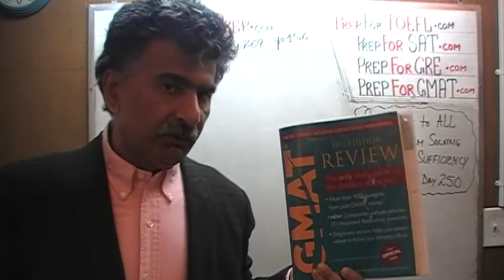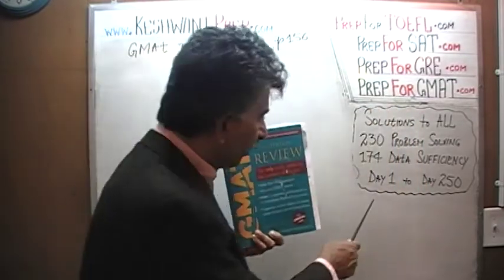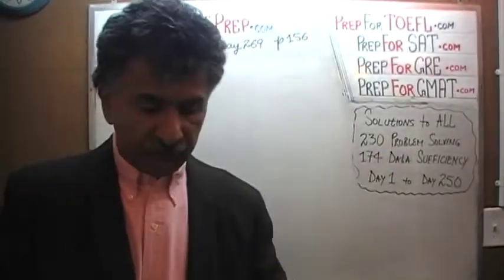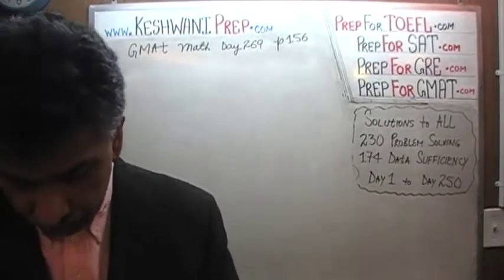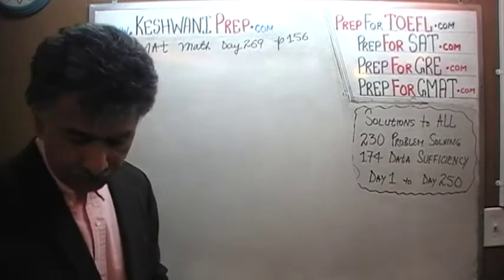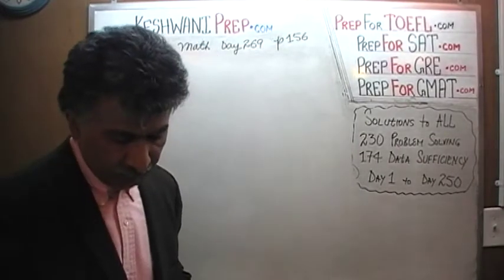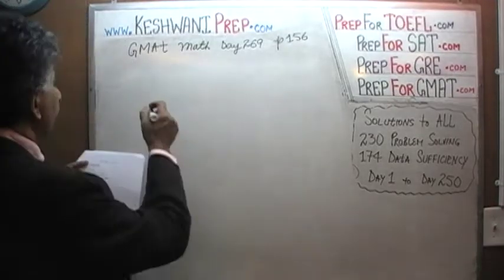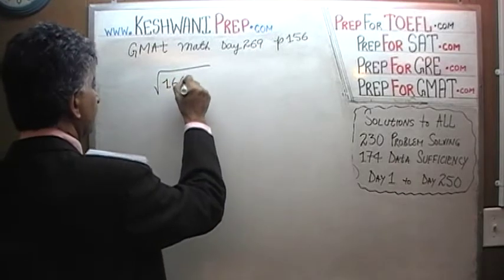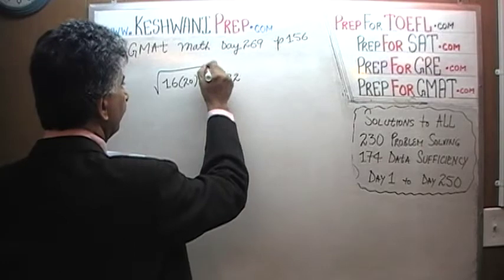If you're interested in watching the original solutions to the problems, you will find them from day number 1 through 250. Right now, we are in the middle of redoing the problems, and we are on page number 156. Please turn to it. Problem number 35, the very last problem on page 156. We are being asked to calculate the square root of 16 times 20 plus 8 times 32.